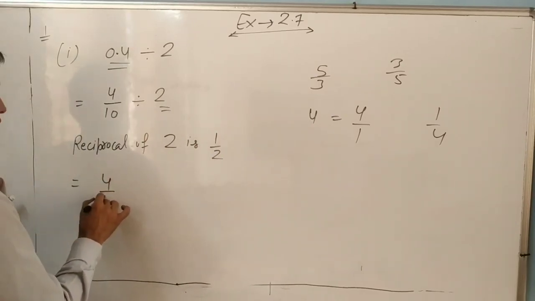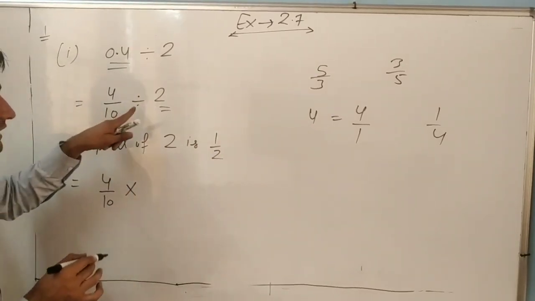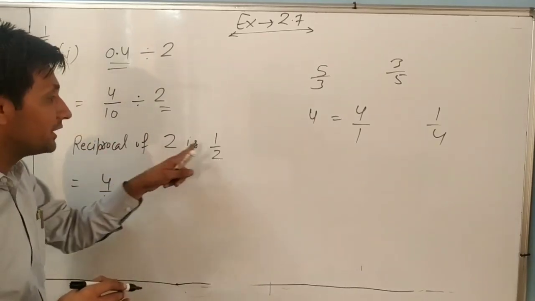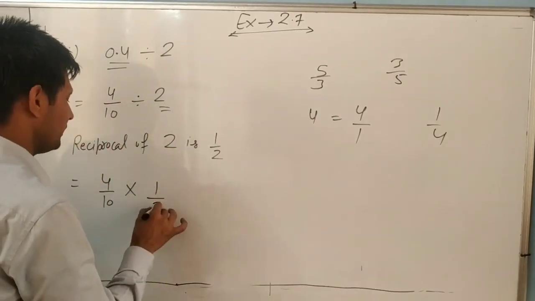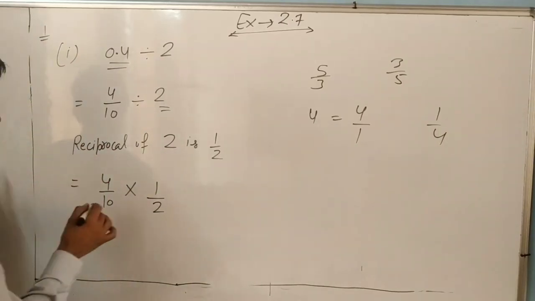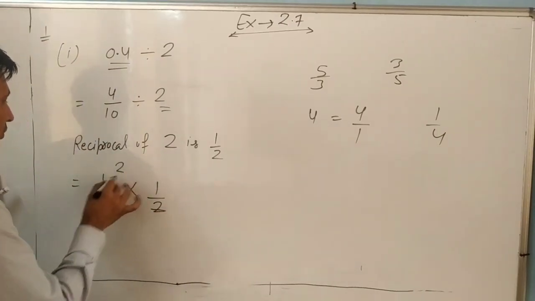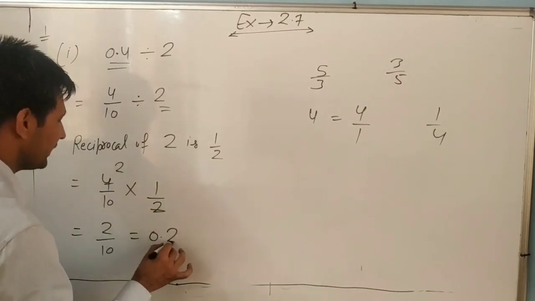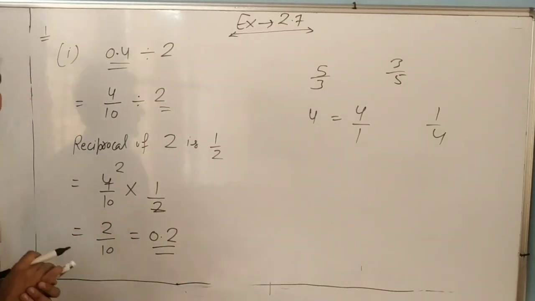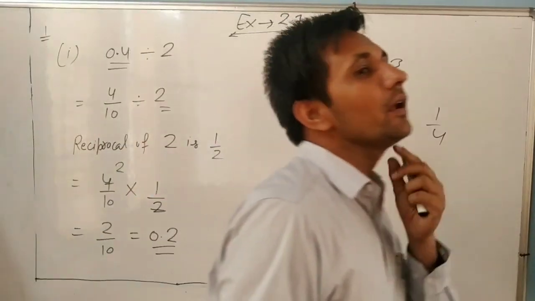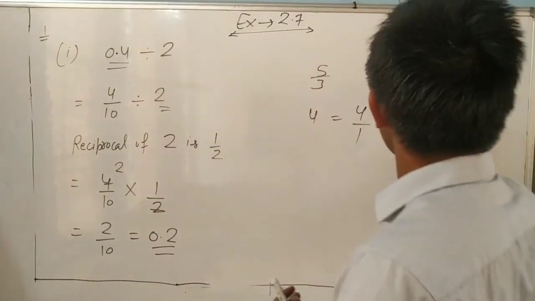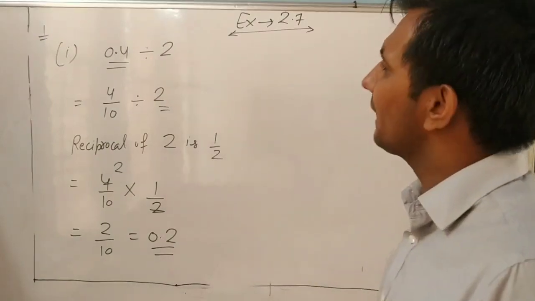So 4 upon 10, and whenever we change divide into multiplication, we always write the reciprocal, 1 upon 2. Understand? 2 cancels 2, so 2 upon 10, and 2 upon 10 means 0.2. What is its answer? 0.2. Understand here? Or otherwise you can solve it directly also, dear.